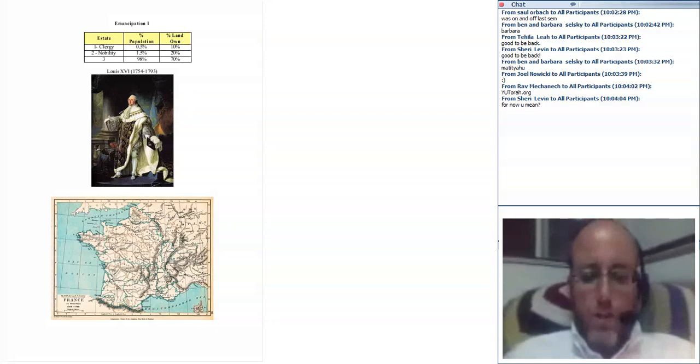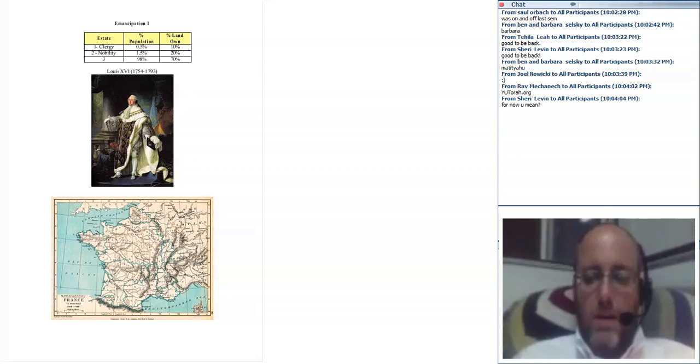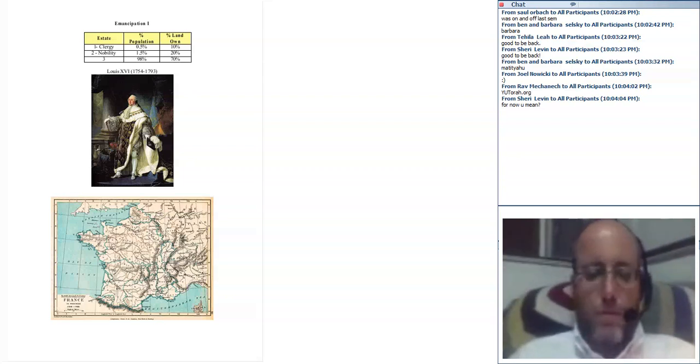We talked about the Haskalah as a type of internal Jewish enlightenment, but then we started talking about the larger political questions of what this means for Jewish life in Europe, particularly as it plays out in the question of emancipation.